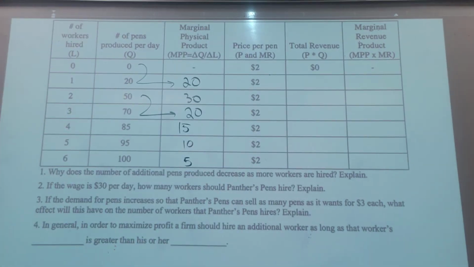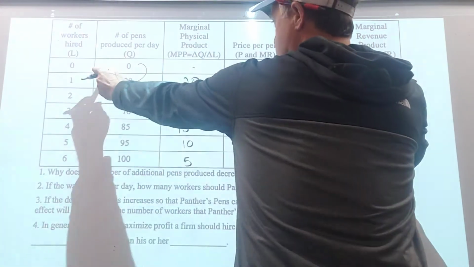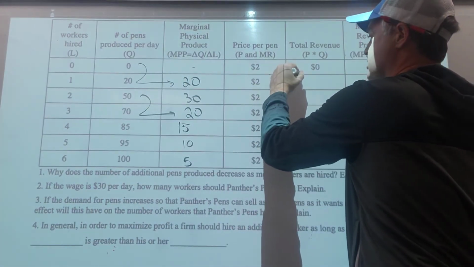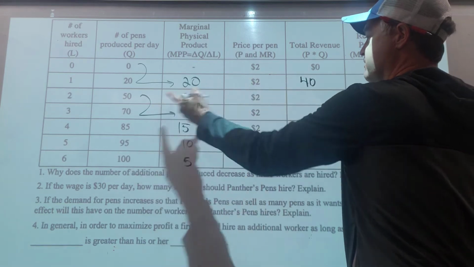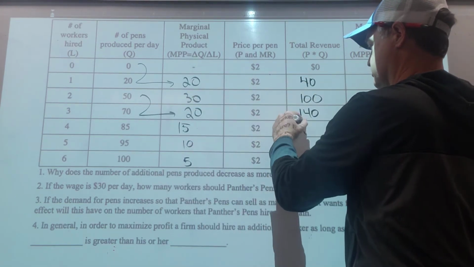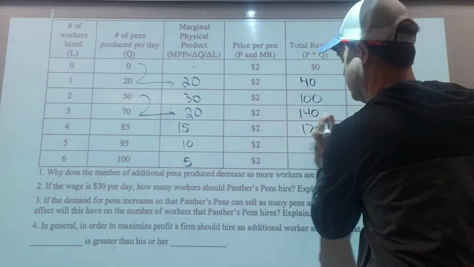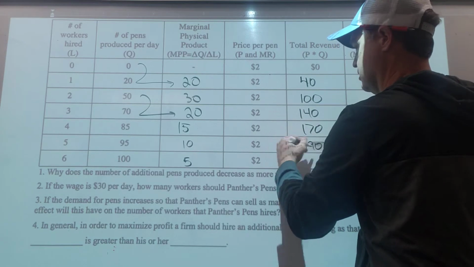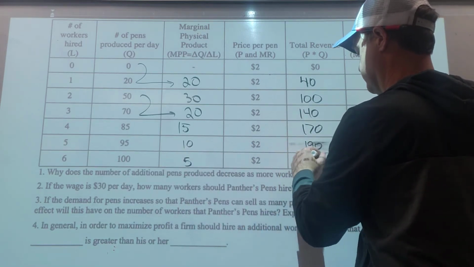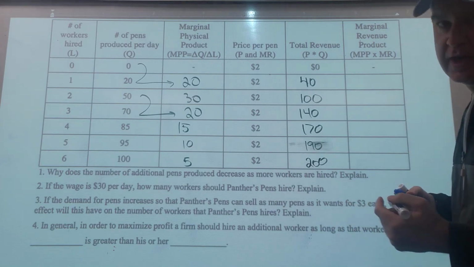We have a price is given at $2 per pen. Total revenue is simply price times quantity, so we have these two columns. 20 times 2 is 40, 50 times 2 is 100, 140, somebody check my math, 170, whoops, 190, and 200. And then finally, the most important one, how we decide how many workers we're going to hire.